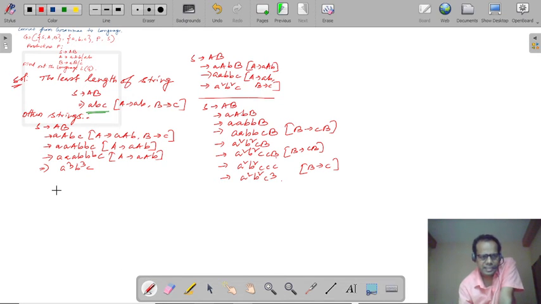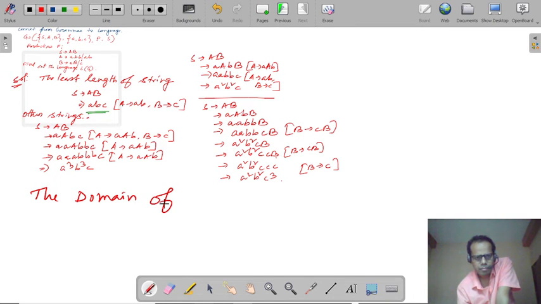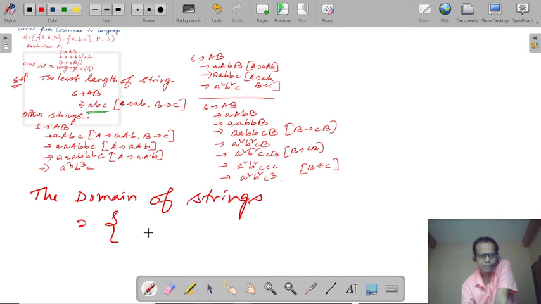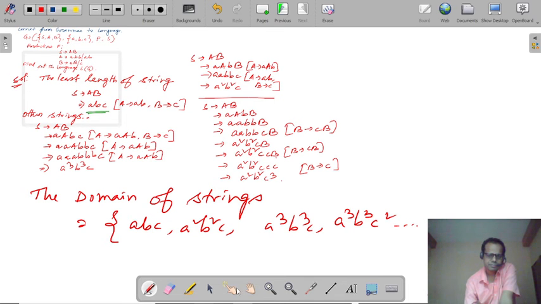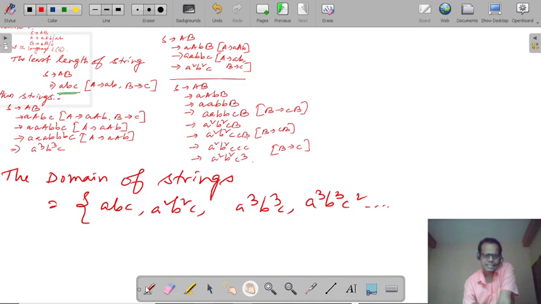So the domain of the string, or set of strings, is equal to ABC, that is the least length of the string. Then another string might be A square B square C, or A cube B cube C, then A cube B cube C square, in that way. In that way different strings can be produced.